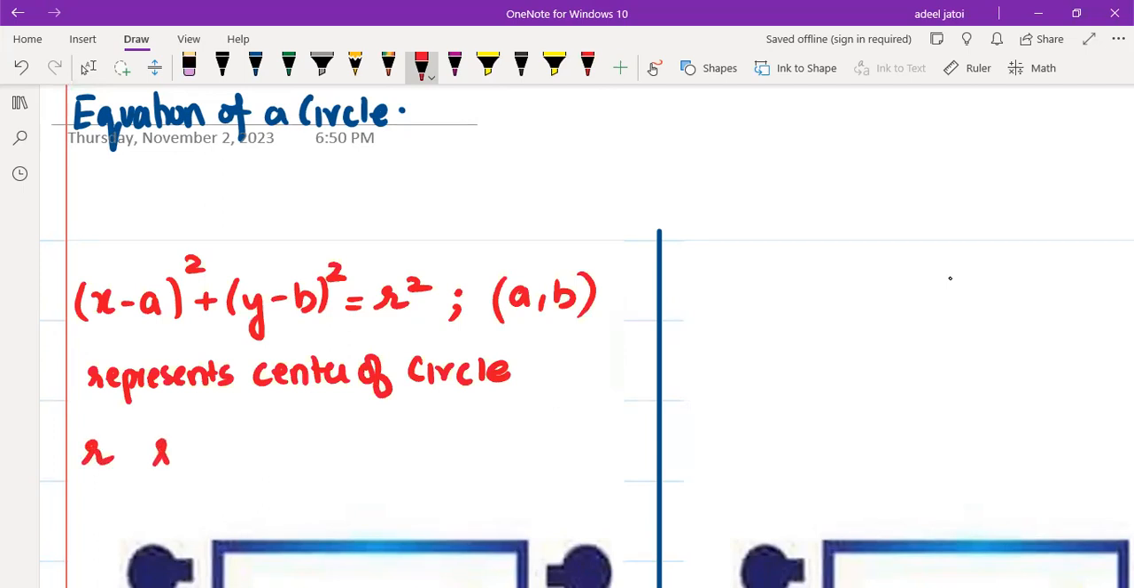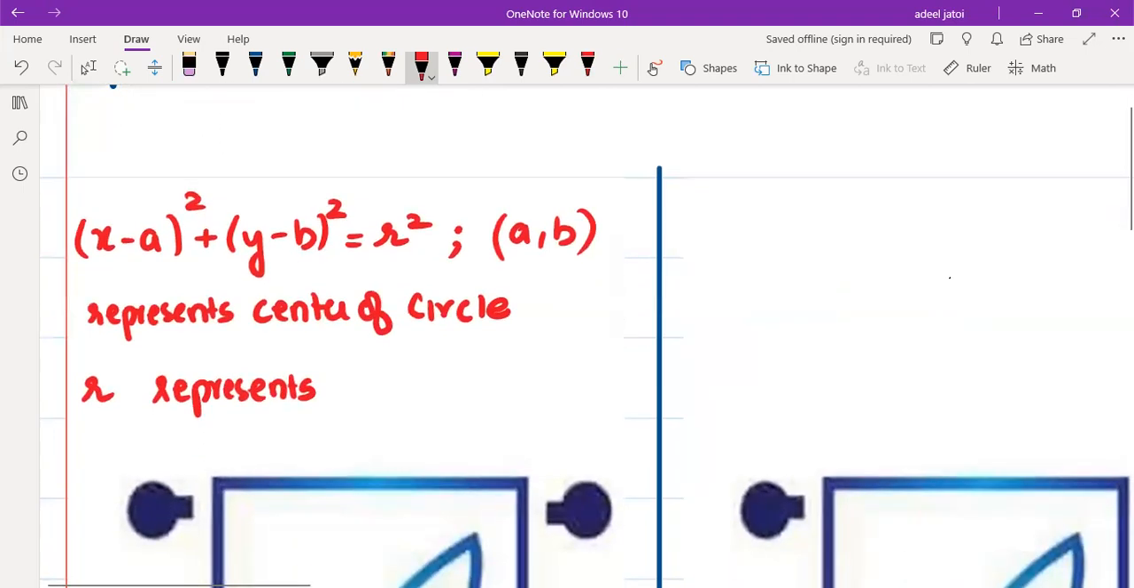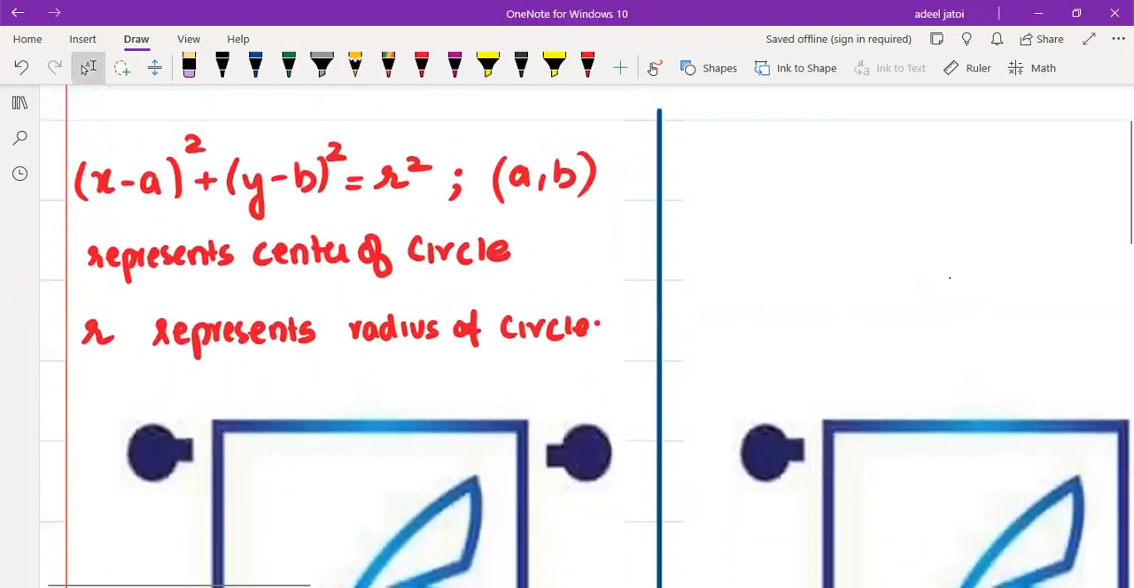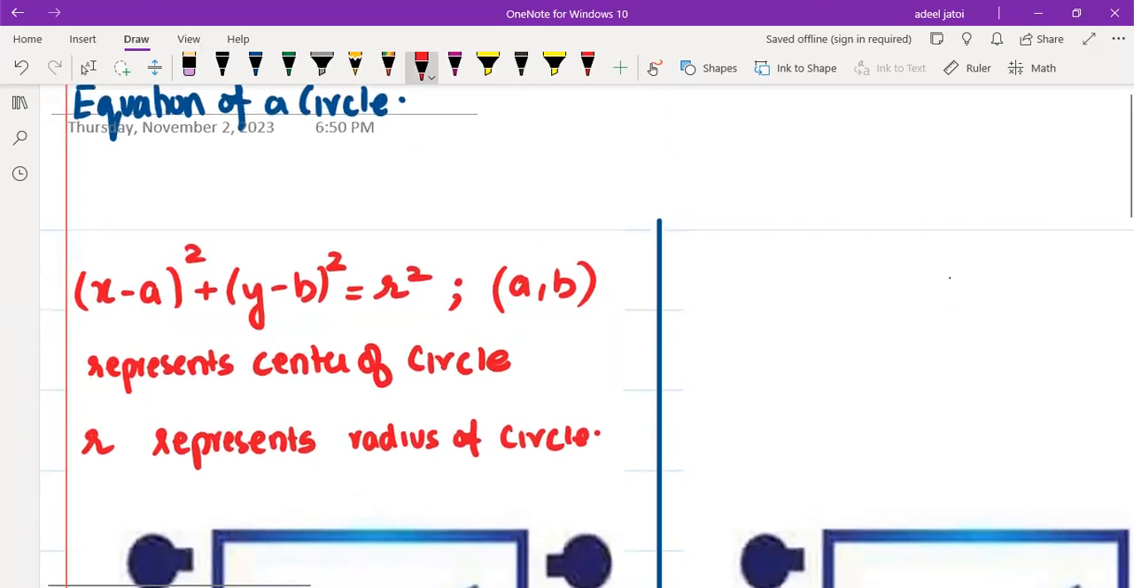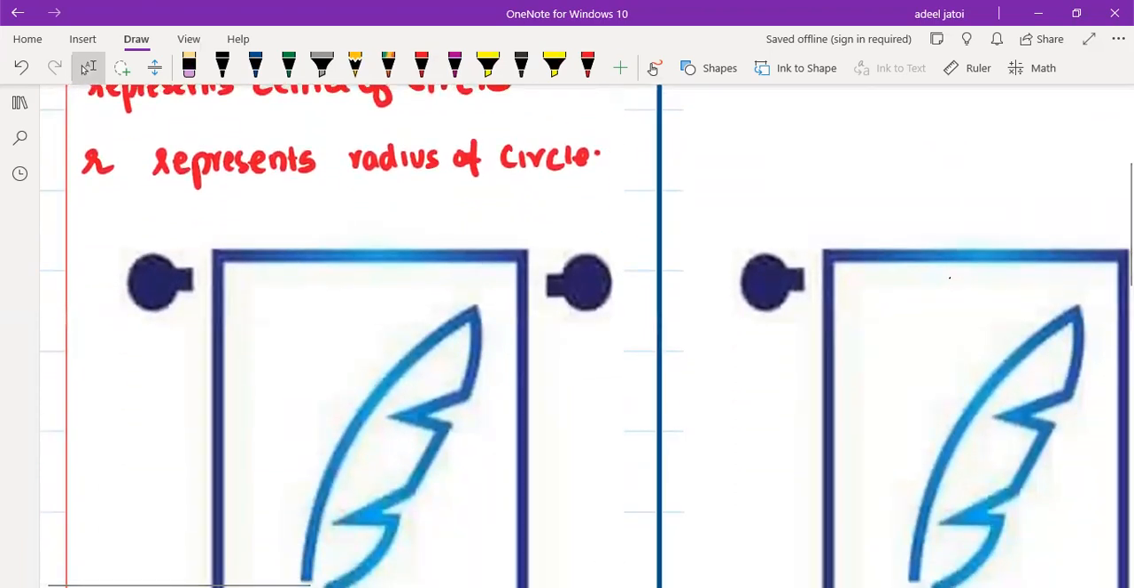r represents the radius of the circle. So you need to understand that the equation of the circle is (x − a)² + (y − b)² = r². a and b are the center of the circle, and r represents the radius of the circle.